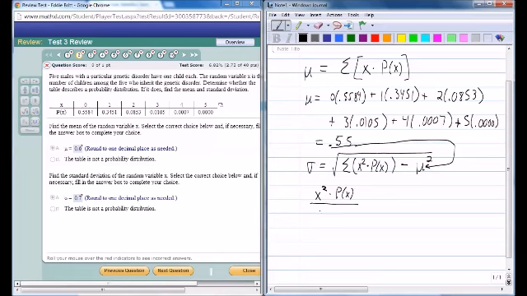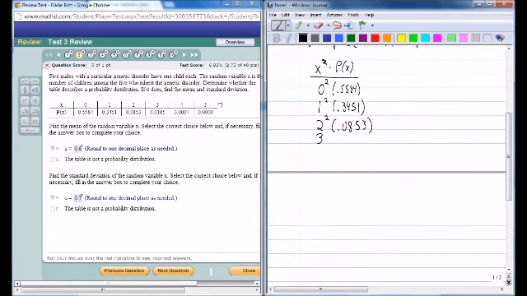So we make a column for those. That's going to be 0 squared times 0.5584 and 1 squared times 0.3451, 2 squared times 0.0853, 3 squared times 0.0105, 4 squared times 0.0007, and 5 squared times 0.0000. Now make sure that you square each of those numbers first before you multiply.